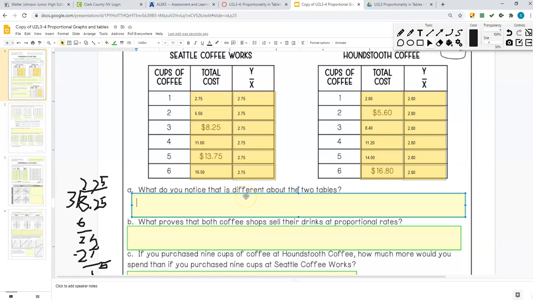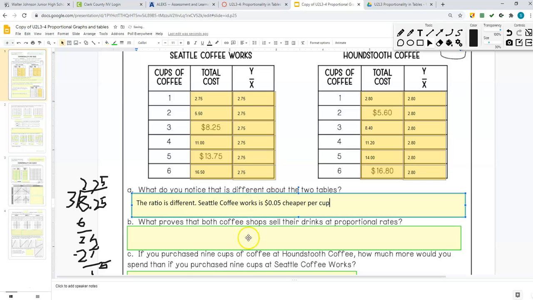So, what do you notice that is different? Well, the ratio is different. Right? The constant of proportionality is different. Alright. Now, in this case, we could say Seattle Coffee Works is 5 cents cheaper per cup.